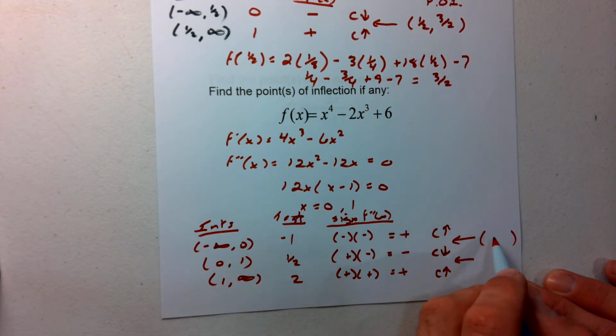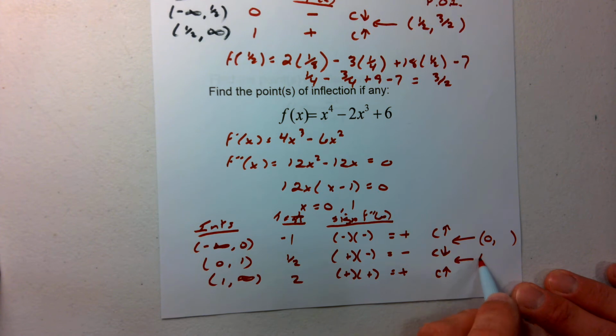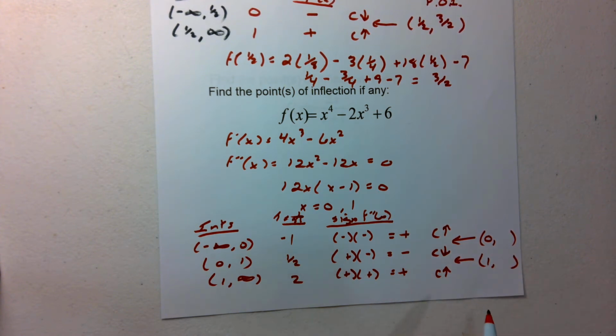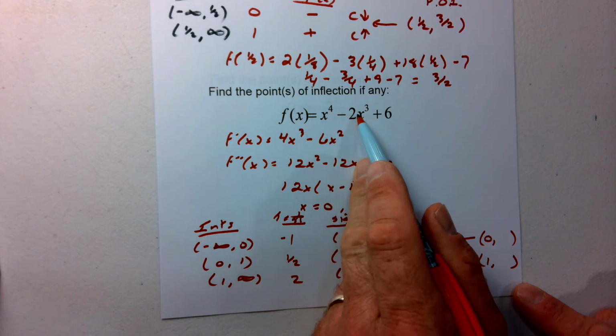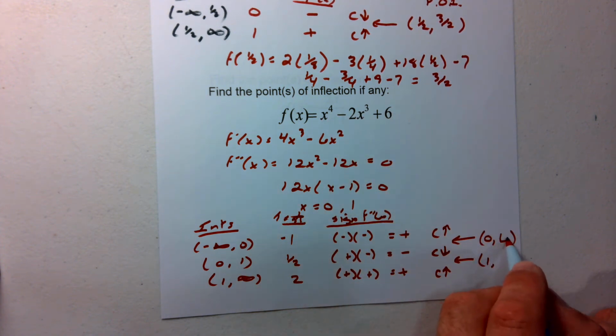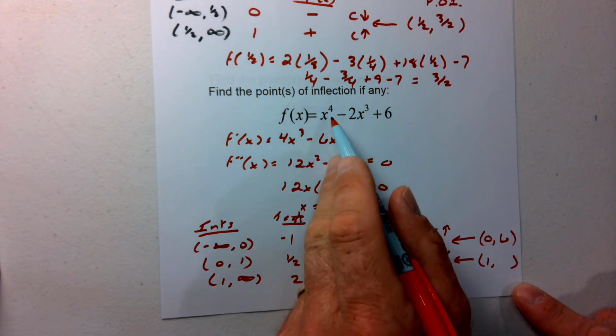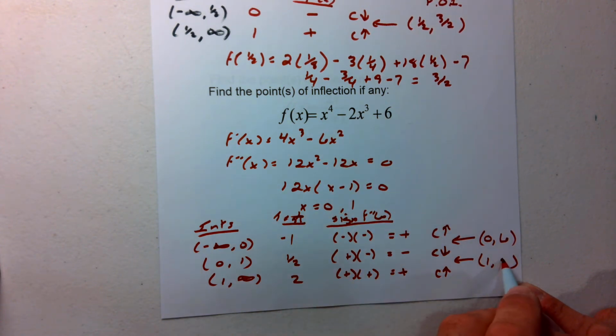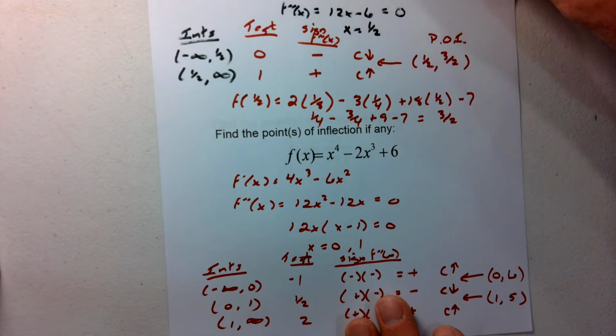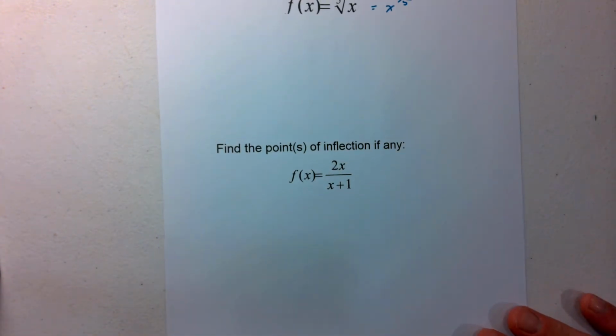I have 2 possible points of inflection. I have one possibly at 0 something, and then one at 1 something. Again, that's happening at those x values in between there. So what's happening there? Well, if I plug in 0, do I get something out? 0 minus 0 is 0, plus 6 gives me 6. And if I plug in 1, I get 1 minus 2 is negative 1, plus 6 gives me 5, doesn't it? So I get 2 points of inflection for this problem. So we could see that we have many more than just one point of inflection.